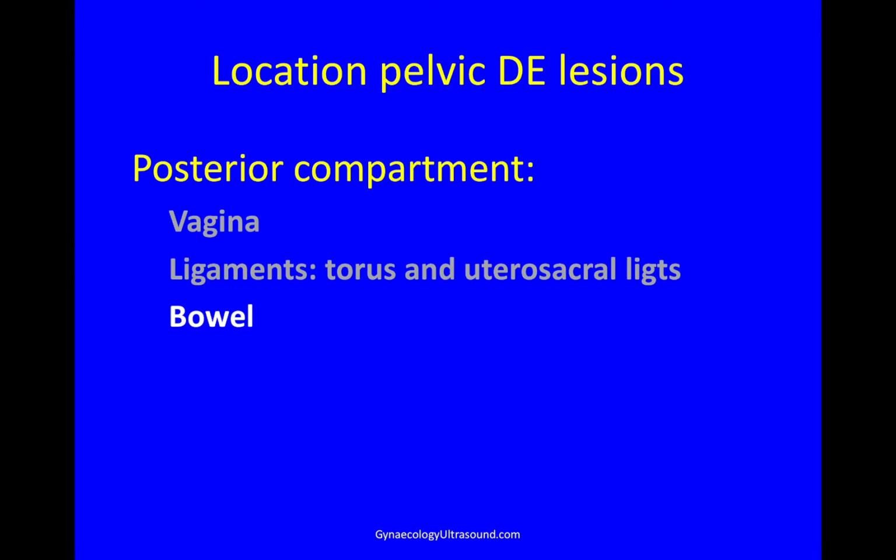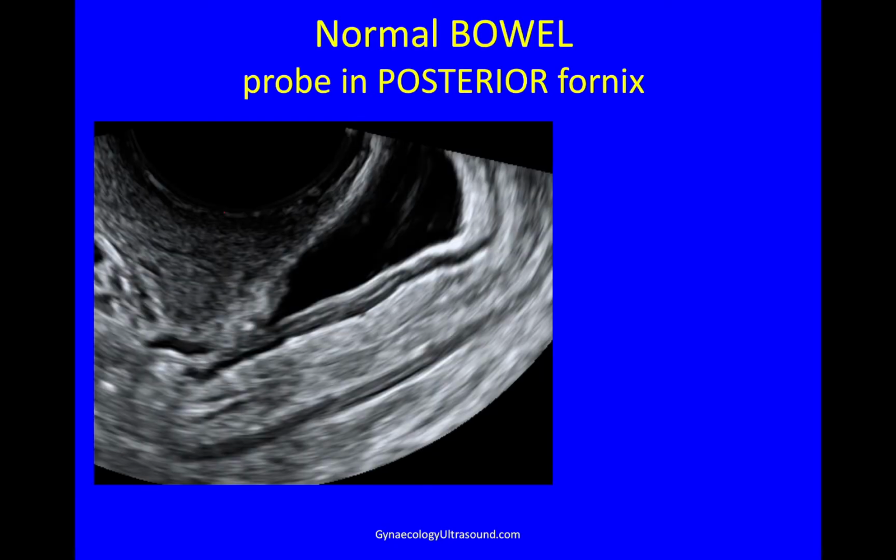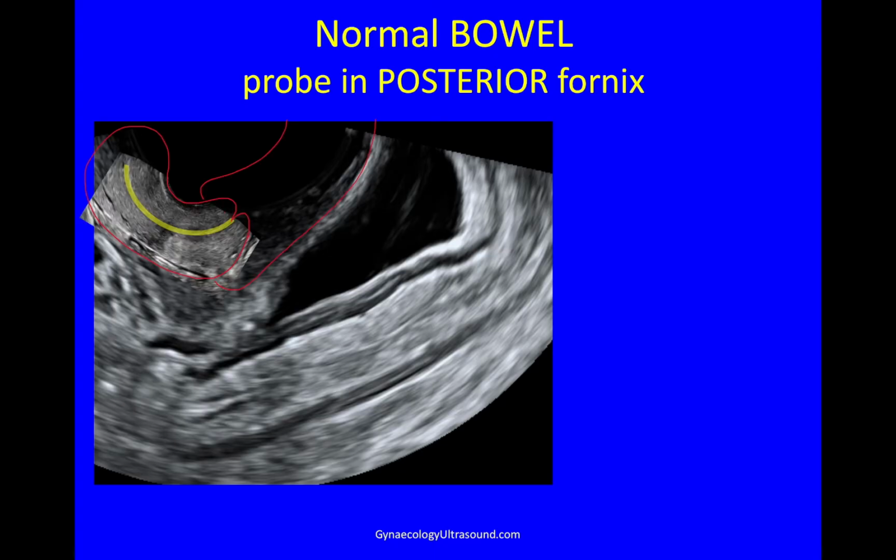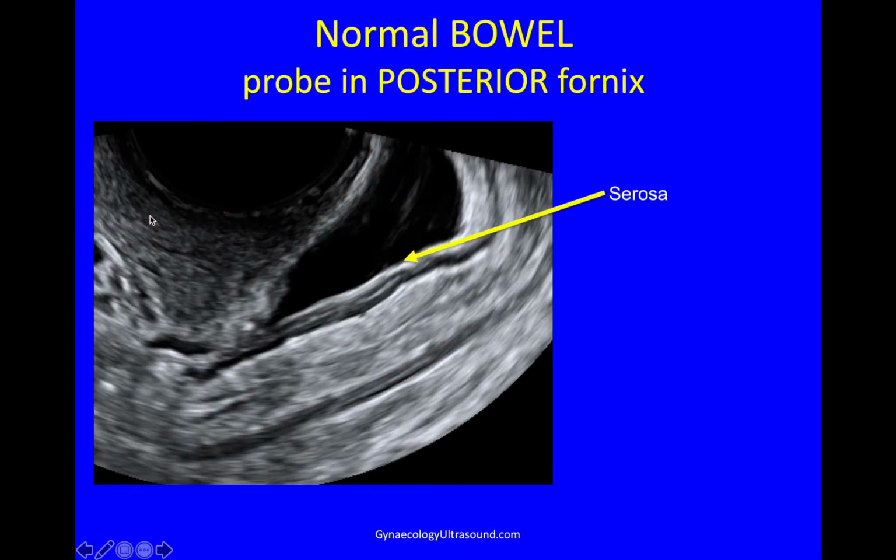So we've looked at vagina, we've looked at ligaments. Next we're going to look at deep endometriosis in the bowel. So this is what normal bowel looks like. Again, my probe is in the posterior fornix. The uterus has been pushed over to one side a little bit. And there I've got the vagina and the peritoneum and maybe a uterosacral ligament. Here is some free fluid. And then you can beautifully see the bowel layers.